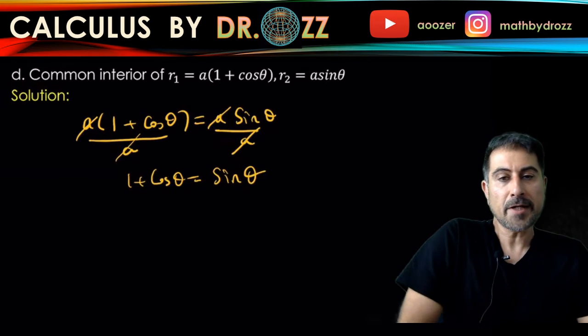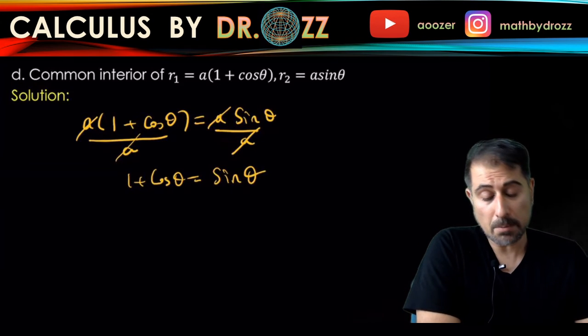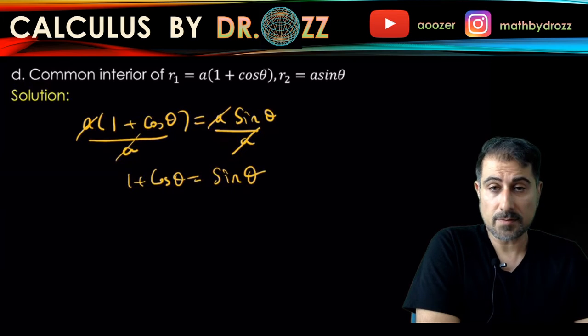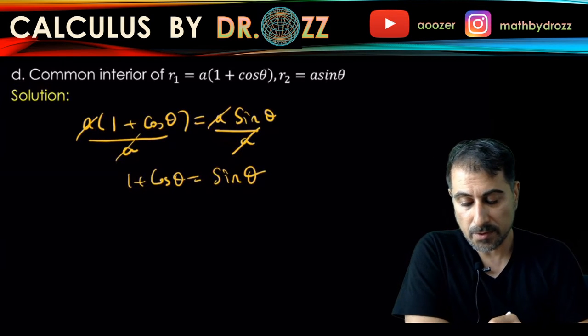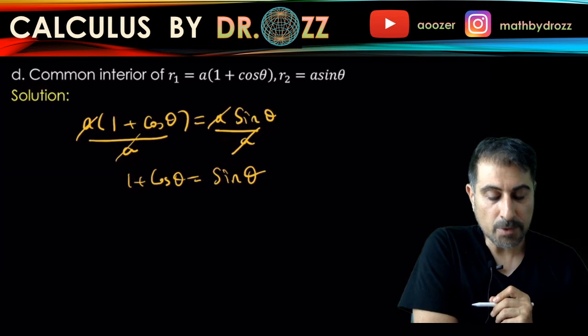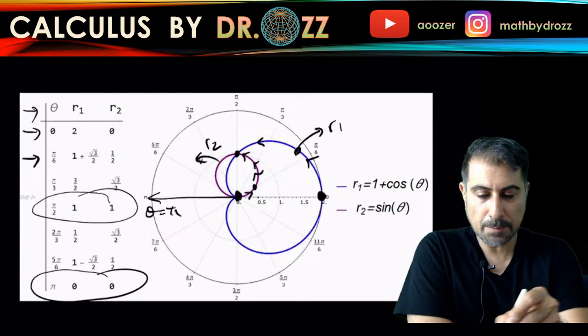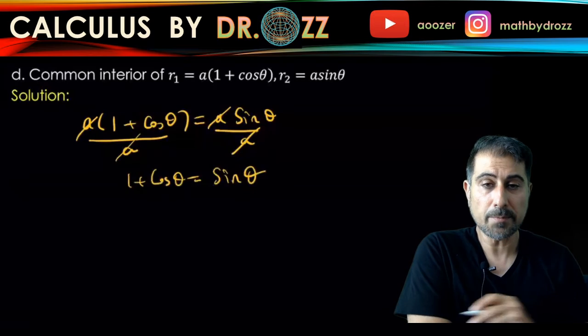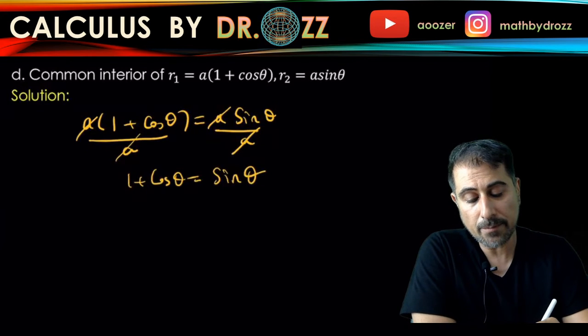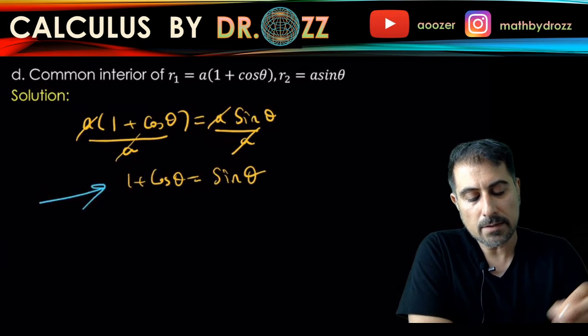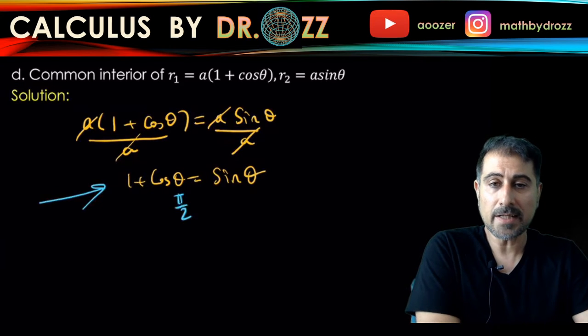And you may start thinking about how you can attack solving this problem. And the visual is really helping us because we just said that the first intersection happens at pi over 2, and there's no simple way to solve this equation in one shot by using the unit circle, but I can go ahead and plug in pi over 2 here and see if the equation is satisfied.